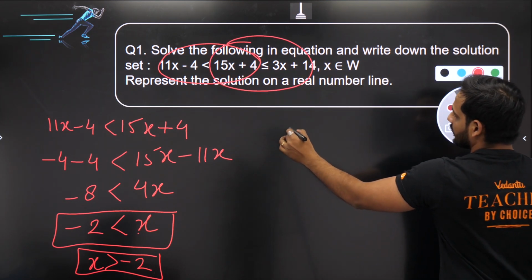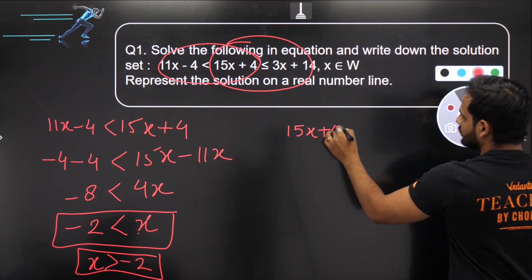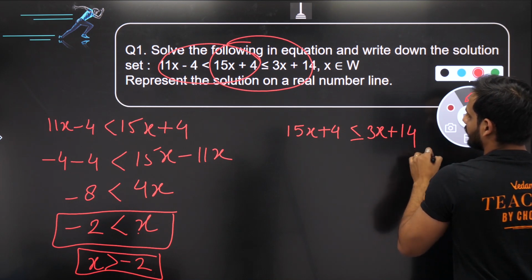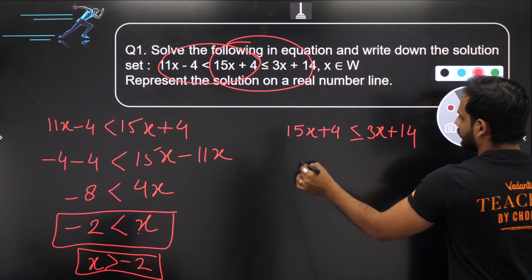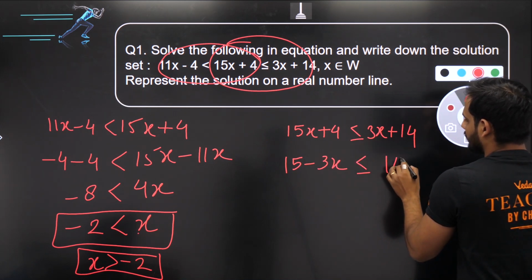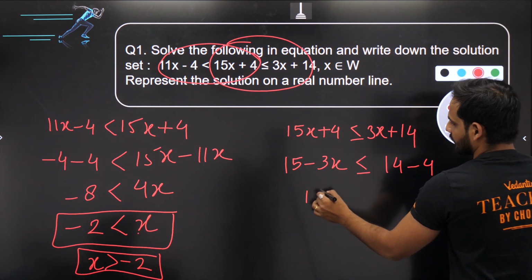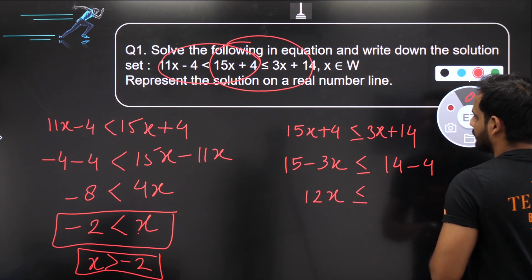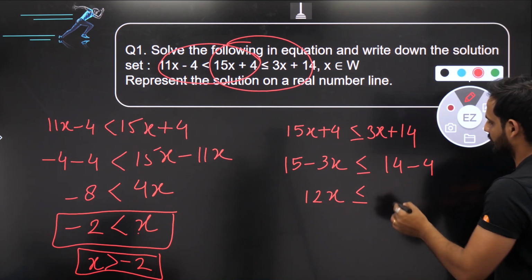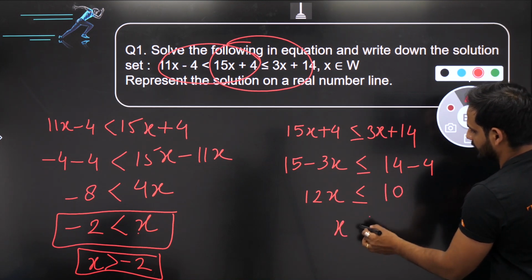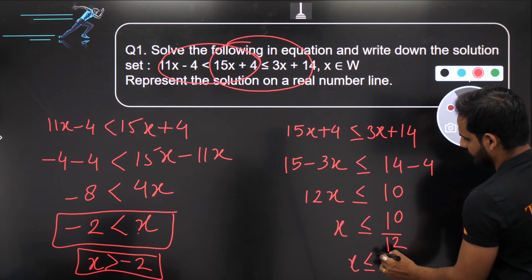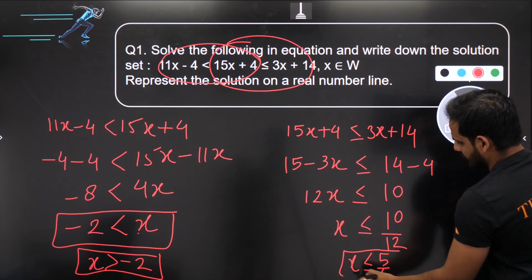Now I have to solve 15x plus 4 less than or equal to 3x plus 14. So shift the 3x here and the 4 there. So 15x minus 3x is equal to 14 minus 4. 15 minus 3 is 12x, and 14 minus 4 is 10. So x should be less than or equal to 10 by 12. So I can say x should be less than or equal to 5 by 6.